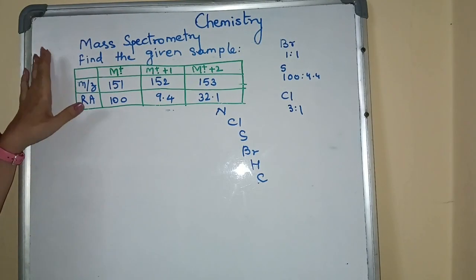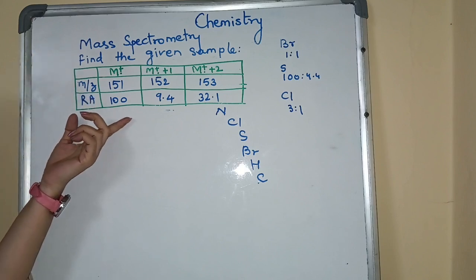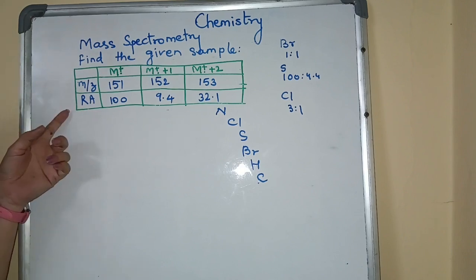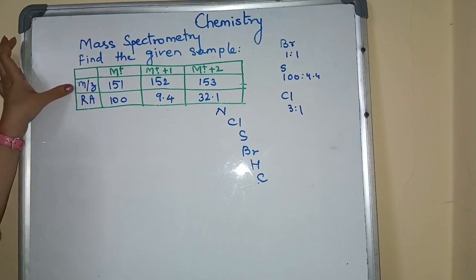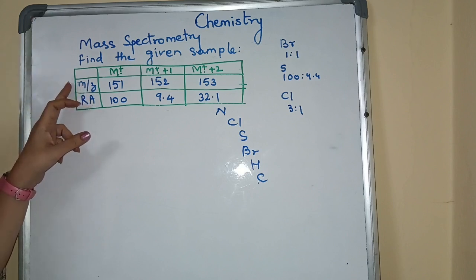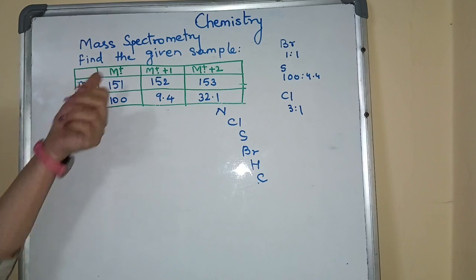Okay, now let us solve this problem. A tabular representation is given. We have to find out the given sample. What is the meaning of these things? Again, I'll repeat it. M by Z means mass of the ion divided by charge of the ion. So it is M by Z ratio, and this is a relative abundance.